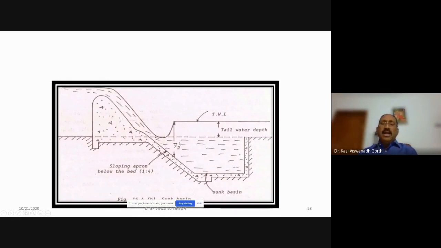Compared to a horizontal apron, the apron is sloping, so that the formation of the hydraulic jump takes place with respect to the foot of the spillway. The hydraulic jump formation takes place wherever the depth of flow becomes Y2. So a sloping apron is provided. In some cases, as we have seen, a sunk basin also will be provided like this.